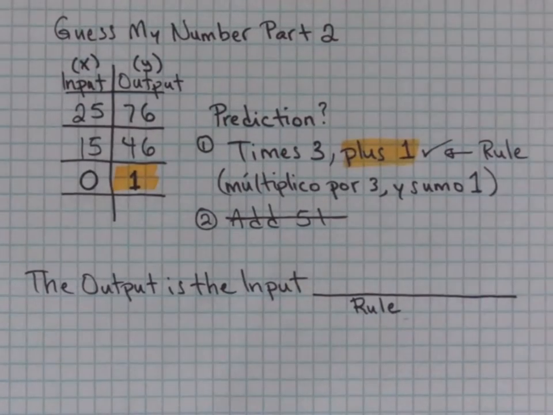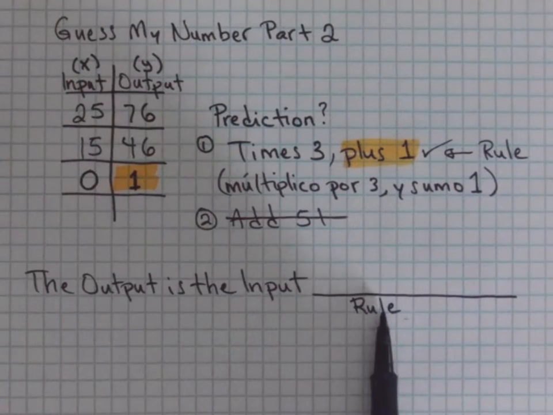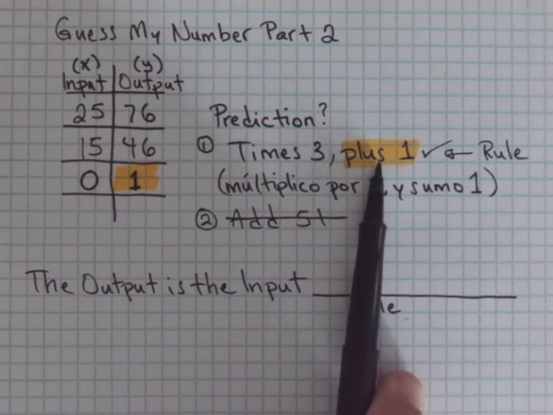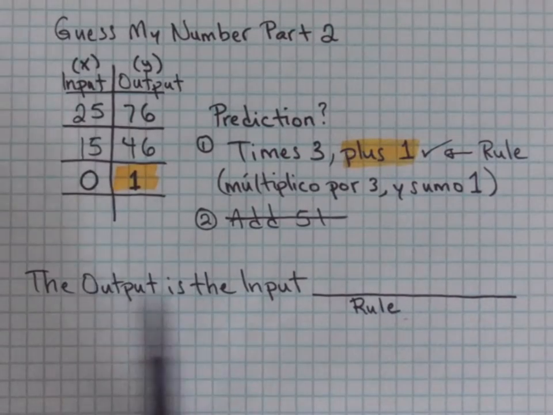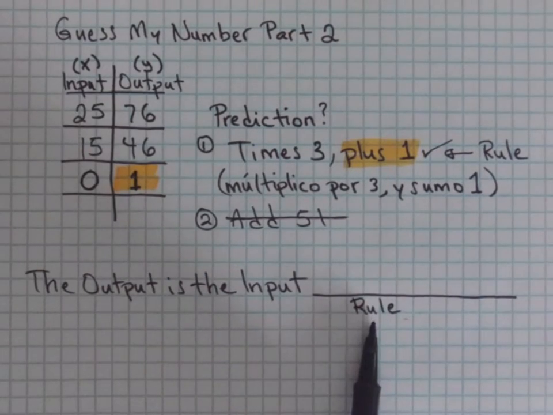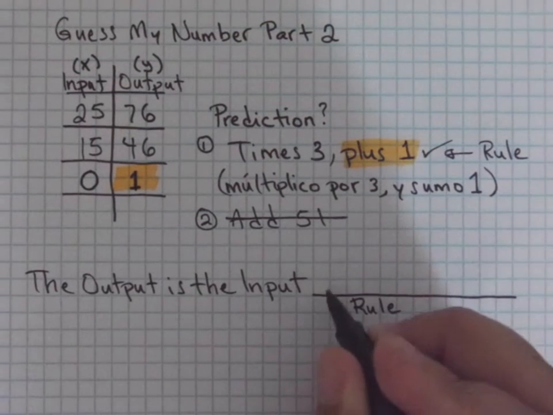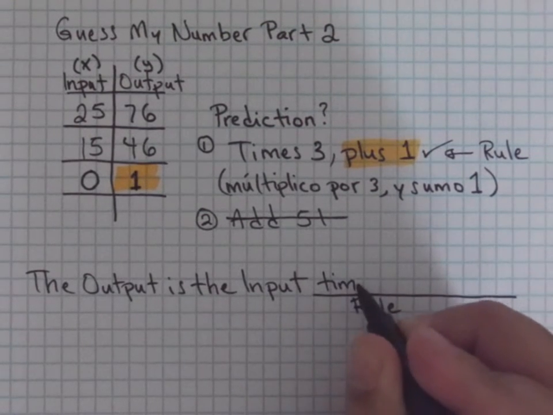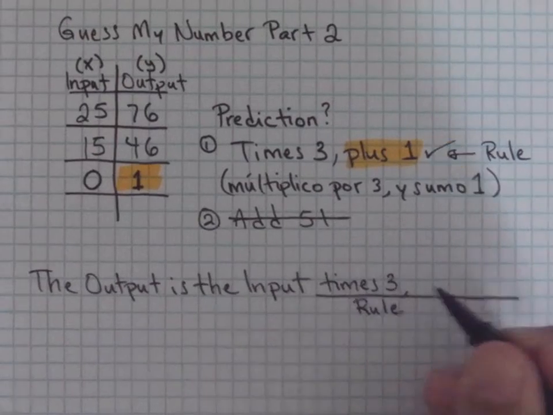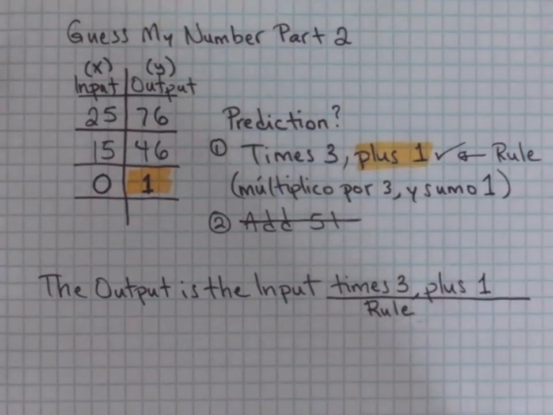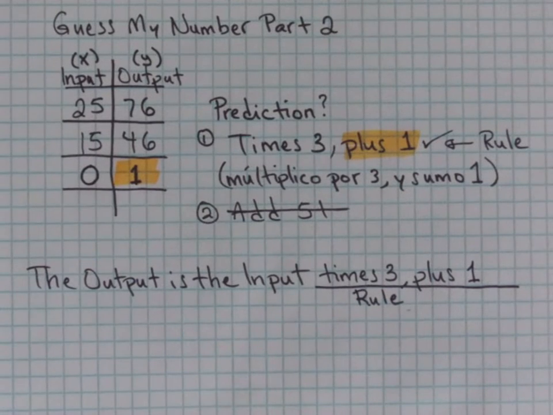And according to what I already have here on paper, my rule is already here. My rule is times 3 plus 1. Así que tengo la relación entre las dos partes y termino con la regla. Pero la regla ya me la dieron. So, simplemente escribo. I simply write times 3, comma, plus 1. Y ya tengo mi regla. I basically have everything I need to create my equation.